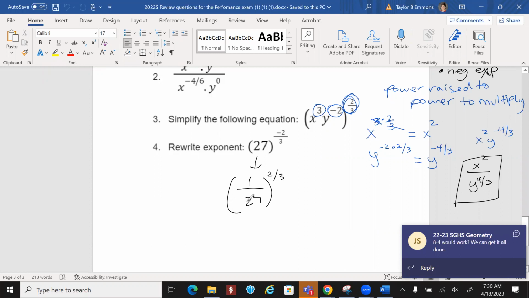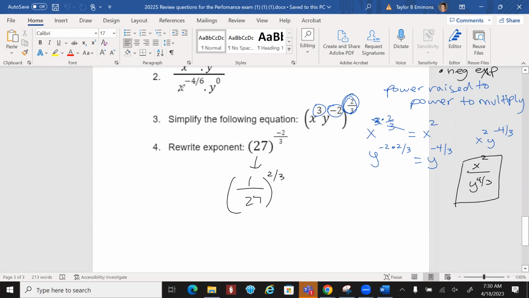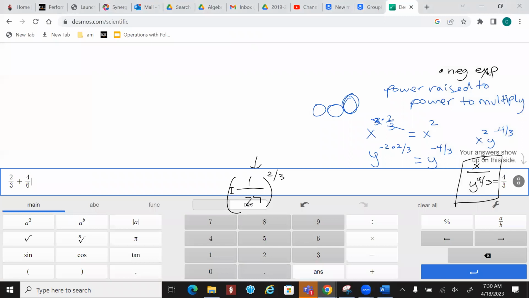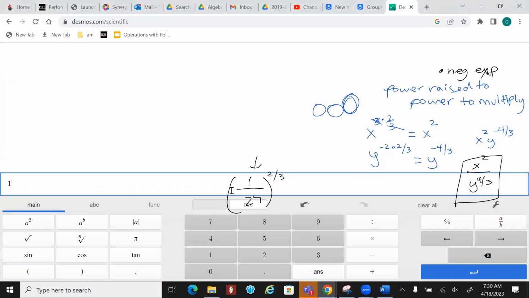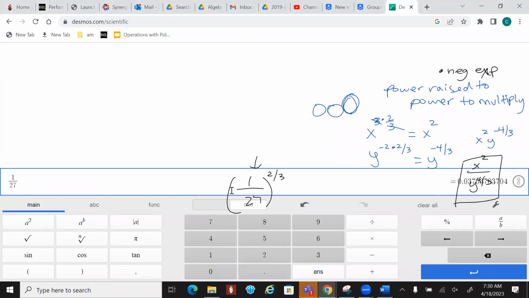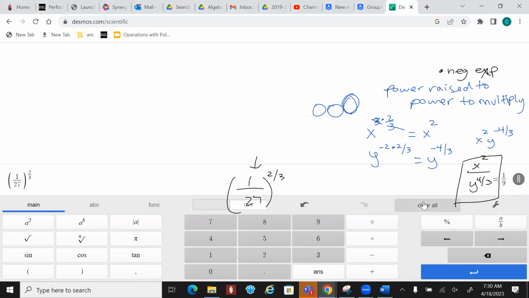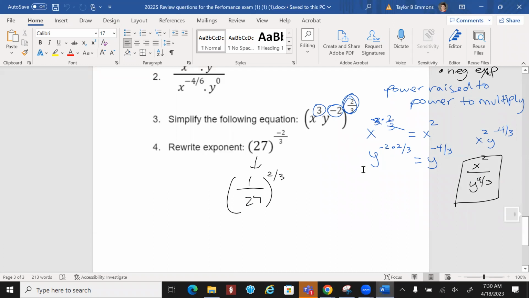I can take this and I can plug it into my calculator and see if it'll simplify. So really quick, if I type 1 divided by 27, the parentheses raised to the 2/3, it's going to give me 0.11111, which will simplify to 1 over 9. Okay, so this will simplify to 1/9.